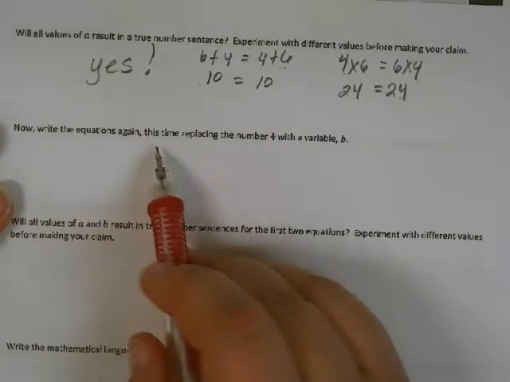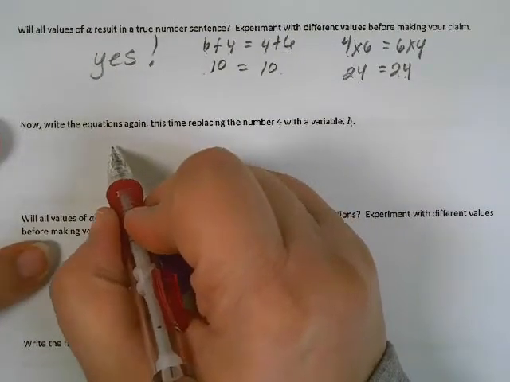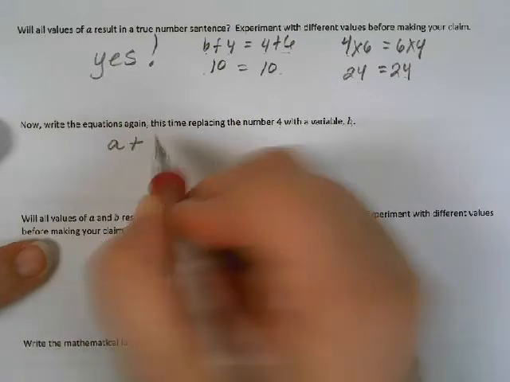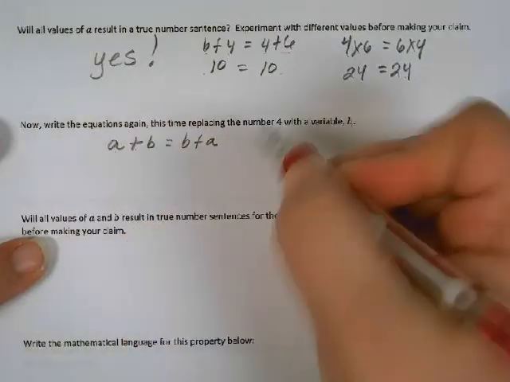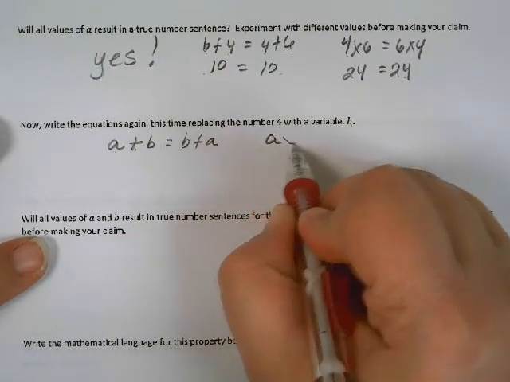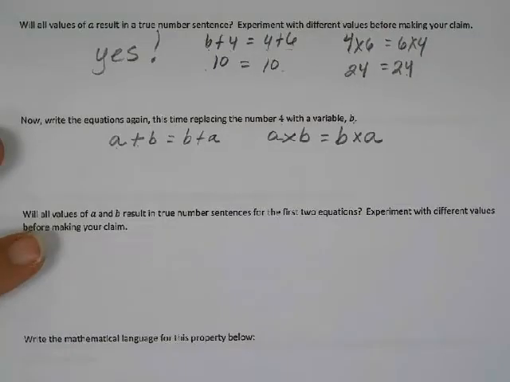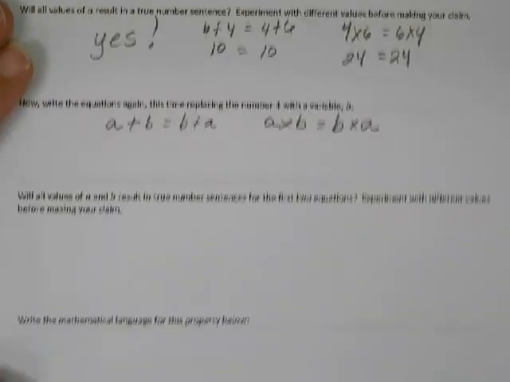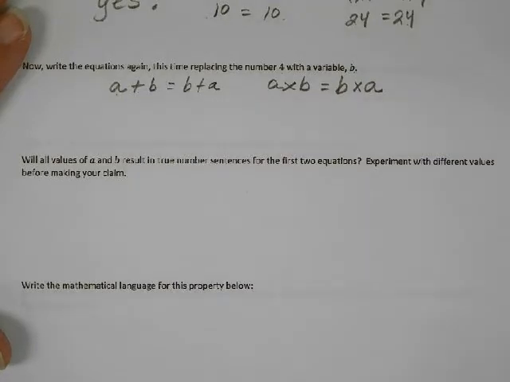It says now write the equation again, and this time replace the 4 with the B. So at first we had A plus 4, so we're going to change that 4 to a B. So A plus B is equal to B plus A, and A times B is equal to B times A. Will all values of A and B result in a true number sentence for the first equations? Experiment with each value. So with this one, they want us to practice with changing A and B.